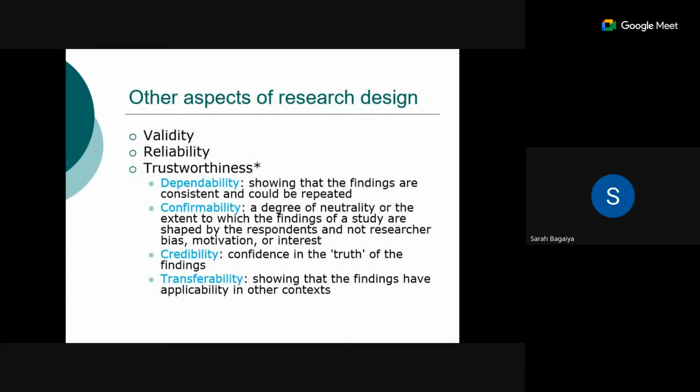Other aspects of research design. When we are designing our research projects, it's important to ensure that it is valid, reliable, and trustworthy. Trustworthiness is broken down into dependability, which shows that the findings are consistent and could be repeated. Confirmability, which shows the degree of neutrality or the extent to which the findings of a study are shaped by the respondents and not researcher bias, motivation, or interest.